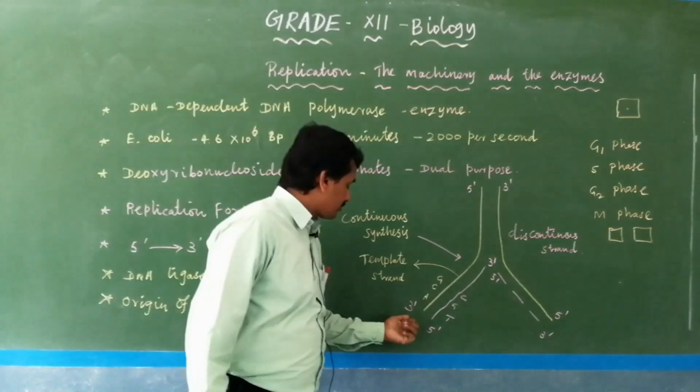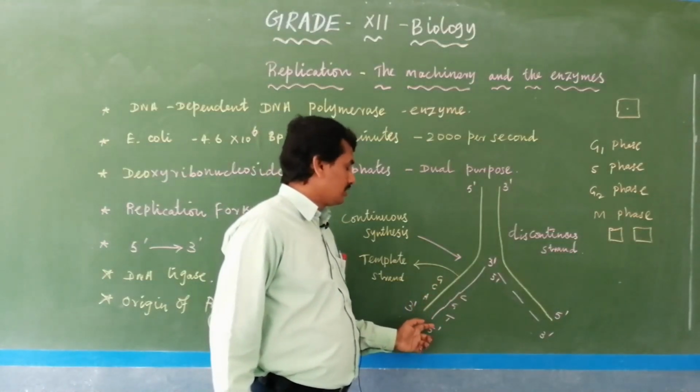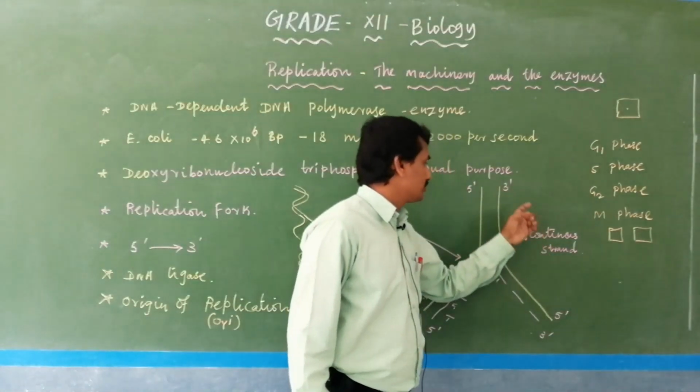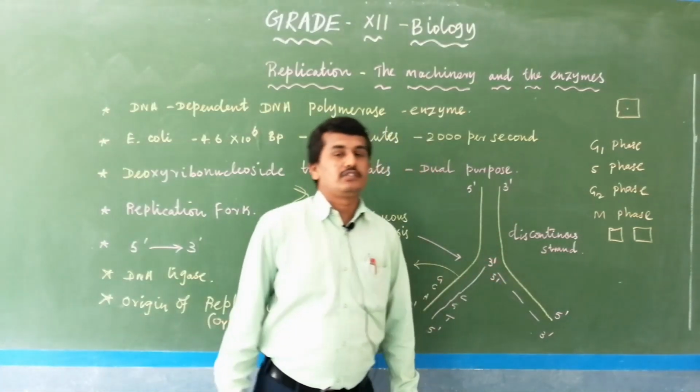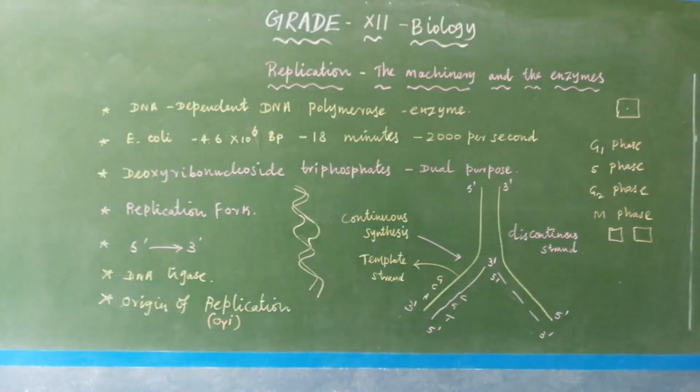From the template strand 3' to 5', the DNA produced is synthesized continuously. From the template 5' to 3', the DNA is synthesized discontinuously. The discontinuously synthesized strand is joined with the use of DNA ligase.